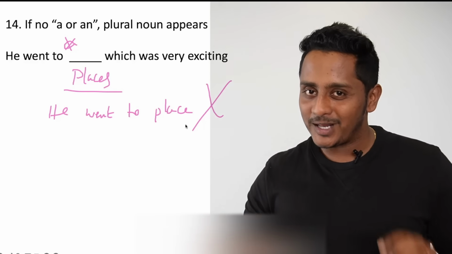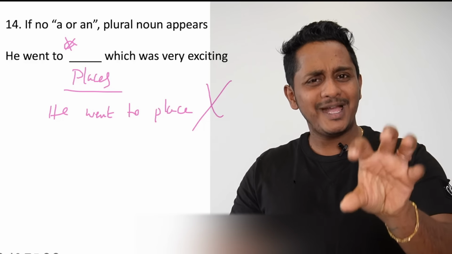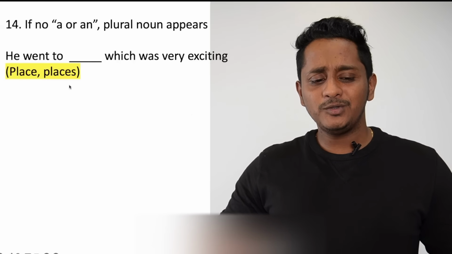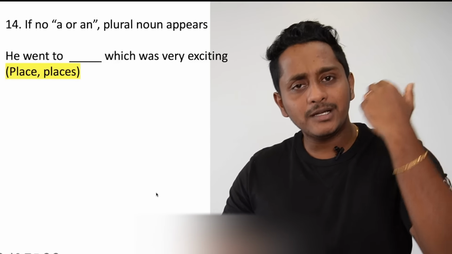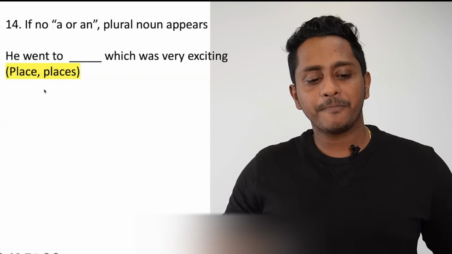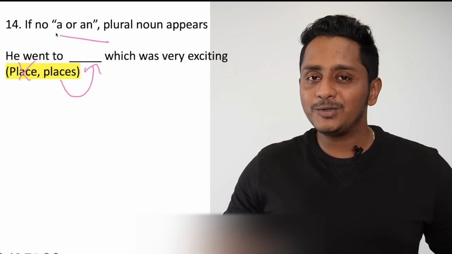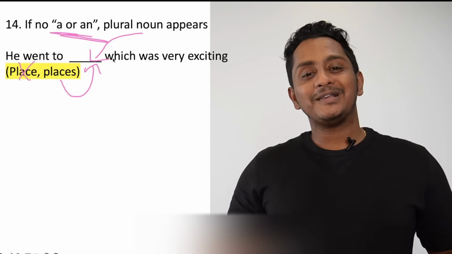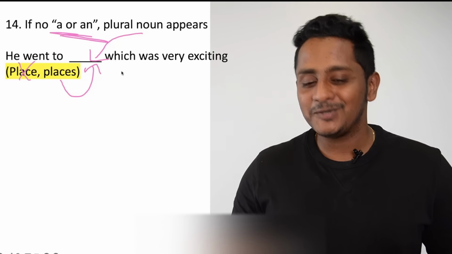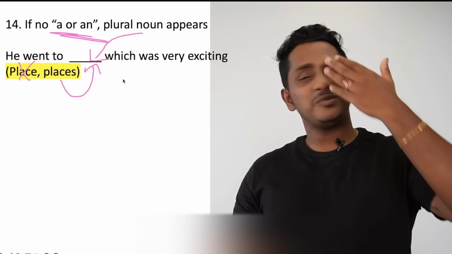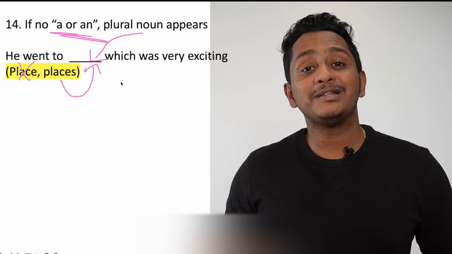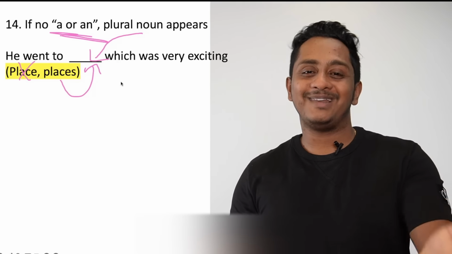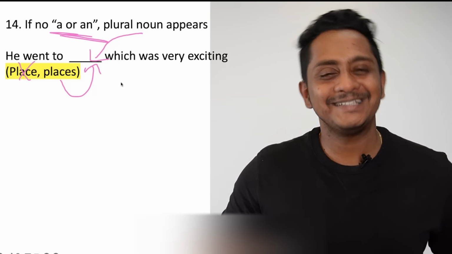Hope you're getting it. This is what I would want you guys to know. And this is the concept we actually leverage to solve a lot of fill in the blanks. He went to place is wrong. It is a grammatically wrong sentence. A place, otherwise places. If there is no a or an, for a countable noun, a plural noun will come. He went to places, which was very exciting. So using this, we can solve a lot of things, for example listening fill in the blanks. Is a yes sound there or not, I'm getting confused. Apply the grammar rule, man. Isn't it so?